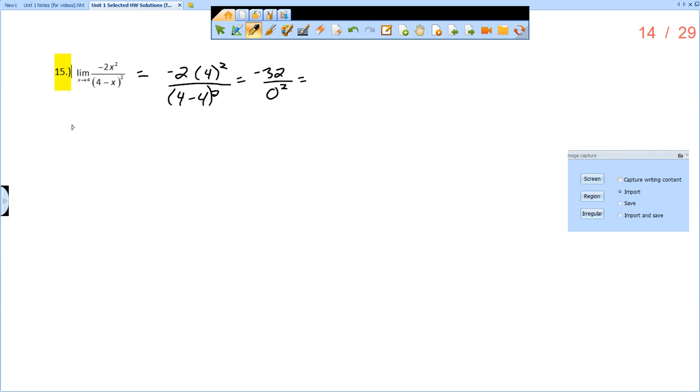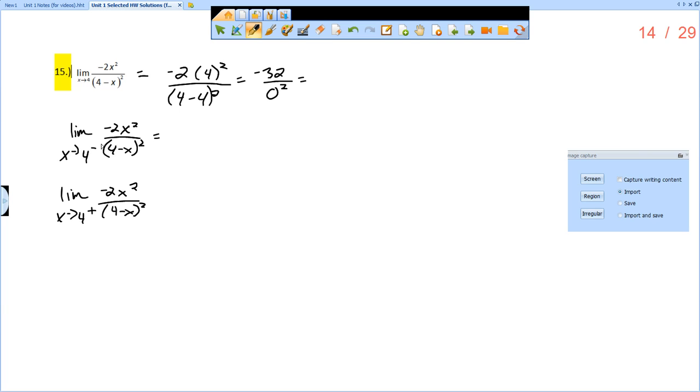And so now what we want to do is investigate the limit as x approaches 4 from the left of -2x squared over 4 minus x quantity squared, and then the limit as x approaches 4 from the right of -2x squared over 4 minus x squared. Now, remember, we're trying to figure out the nature of the graph through this process.